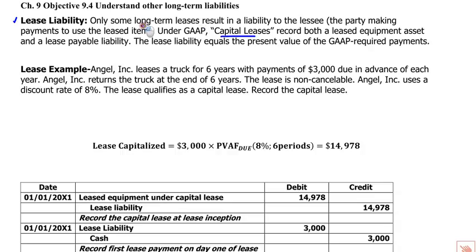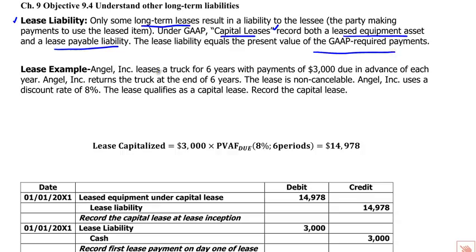So if they're long-term liabilities, the leases have to be long-term. They also have to be non-cancelable. And then under GAAP, there are other criteria we're not going to talk about. But GAAP calls the leases that are recorded capital leases. And we're going to record a leased equipment asset and a lease payable or lease liability. Now, what does the lease liability equal initially, and the leased equipment? They're both going to equal the present value of GAAP required payments.